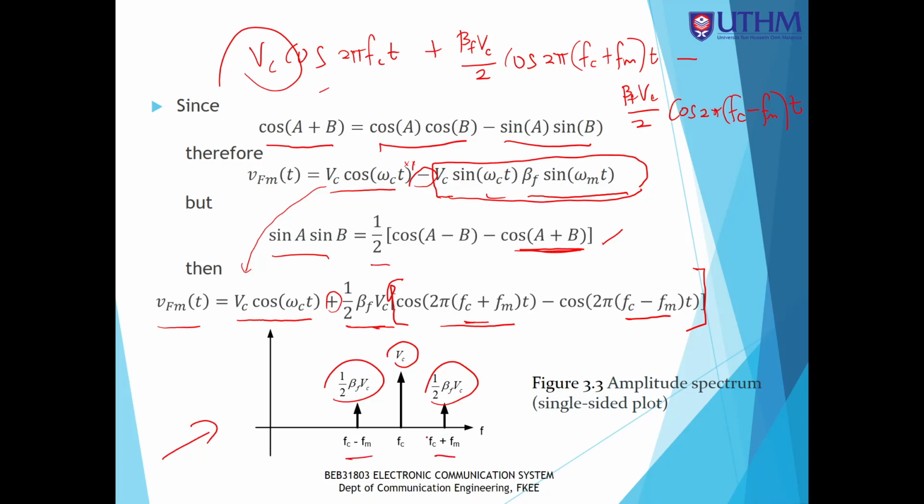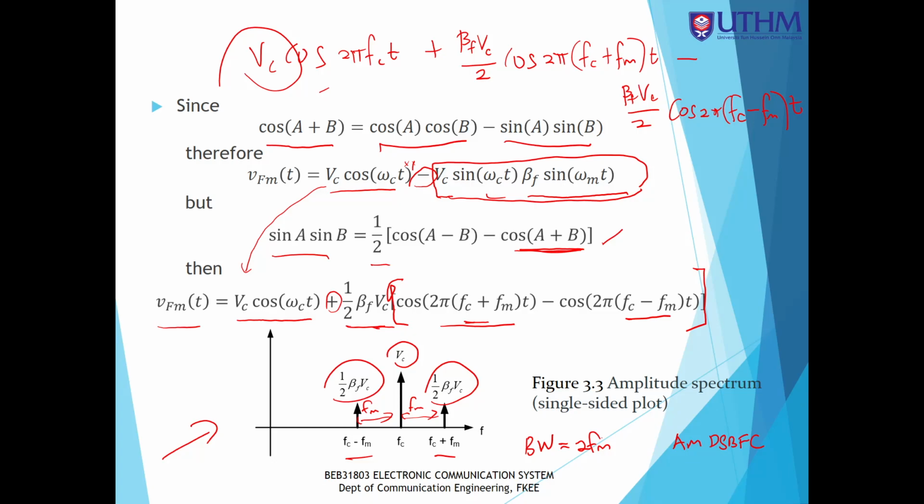Okay, and you see from here, how much is the bandwidth? This is the distance. You see the fm and fm, so the bandwidth is equal to 2 times fm. Okay, 2 times the modulating signal frequency, which is similar to AM double sideband full carrier.